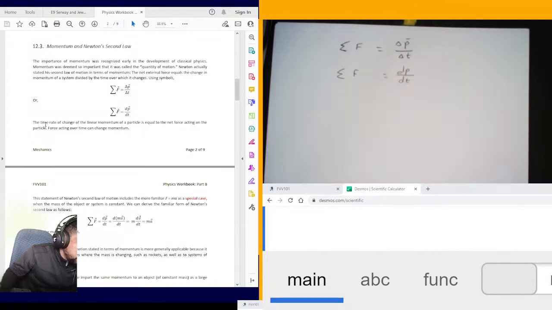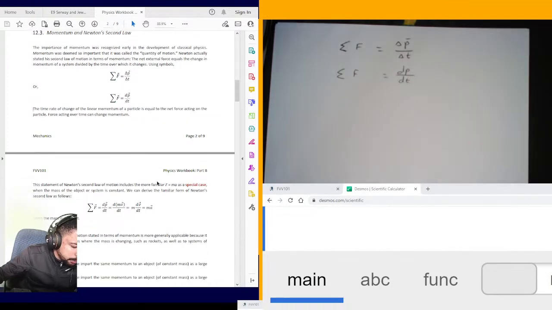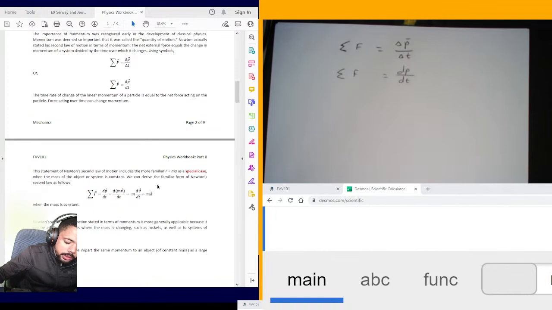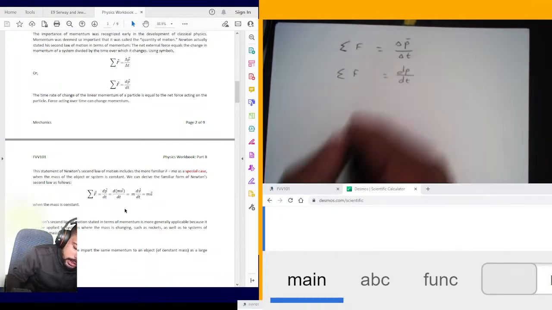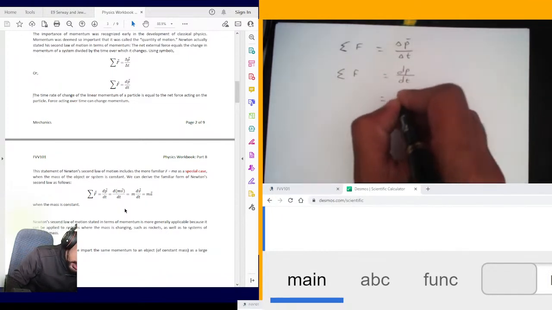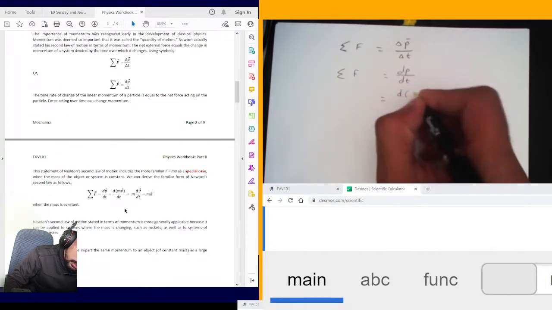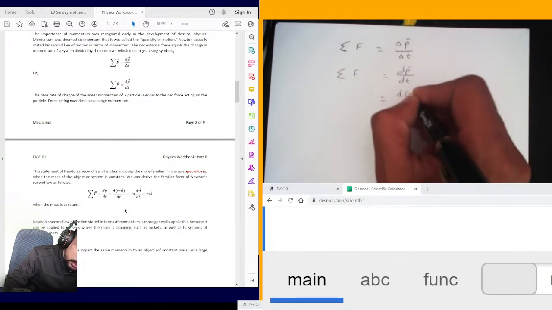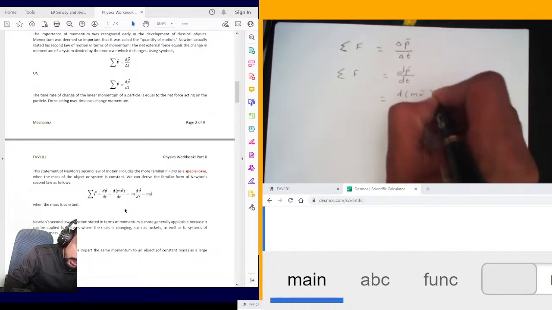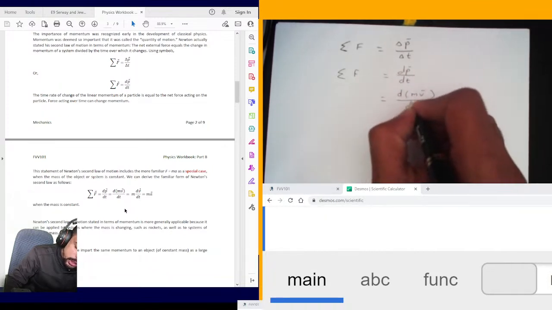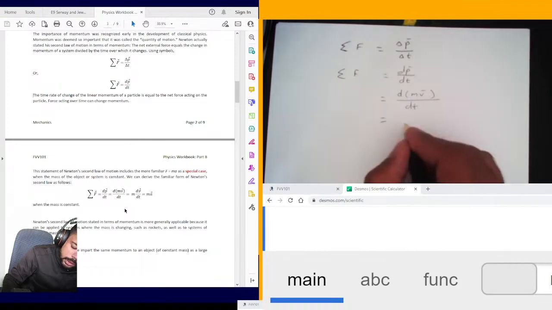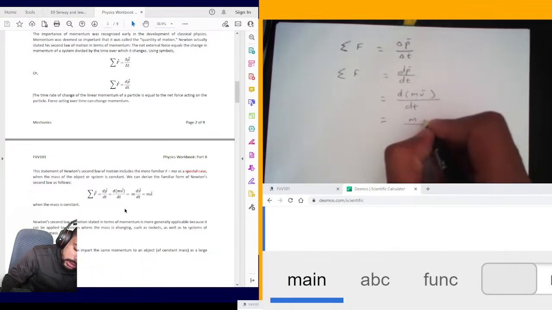Now this statement of Newton's second law includes the special case of F equals ma. Now I will show you how that comes about. We define momentum as mv. The change in momentum is the change in mass times velocity over the change in time. Now we know that mass is constant, so we can take it out, so it's just the change in velocity over the change in time.